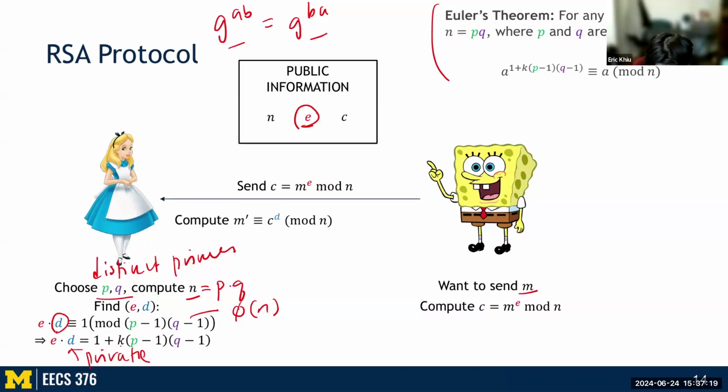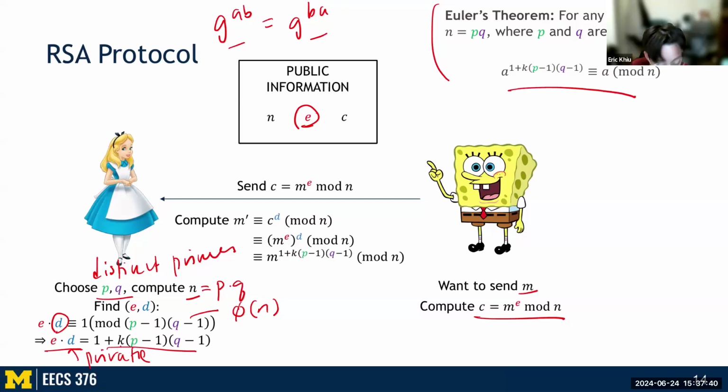And we know by definition, C is M to the E, right? So M to the ED mod N. And because we know that E times D is 1 plus K (P minus 1)(Q minus 1), we can rewrite it like this. And by Euler's theorem, we know that this is equivalent to M mod N. And thus, Alice can decrypt the message and get the original message that Bob wants to send her.